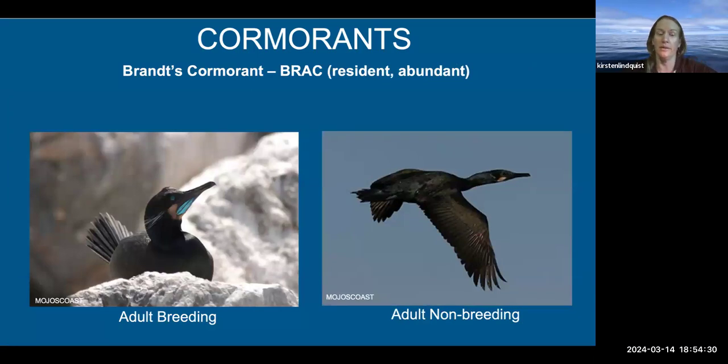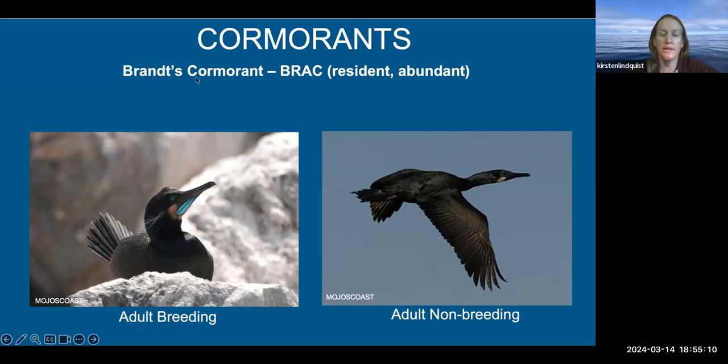Our Brandt's cormorant, this has an unusual 4-letter code, BRAC. It's one of those outlier 4-letter codes. So these birds are also resident. They are found in the San Francisco Bay as well as the outer coast. They breed on offshore islands along California: Año Nuevo Island, Alcatraz, Southeast Farallon Island, the rocks off the Sonoma and Mendocino coasts.